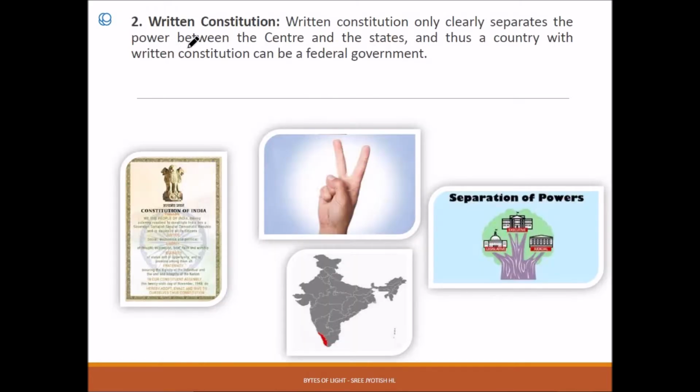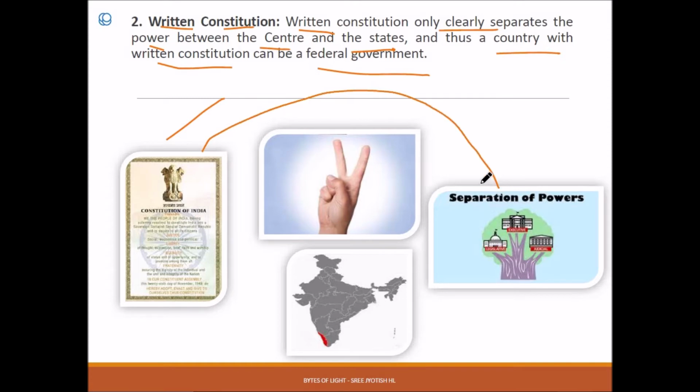The second test is whether we have a written constitution or not. That is, a written constitution only clearly separates the power between the center and the states, and thus a country with a written constitution can be a federal government. That is, if there is a written constitution and a clear separation of powers between the center and the state, then we shall have a federal government.